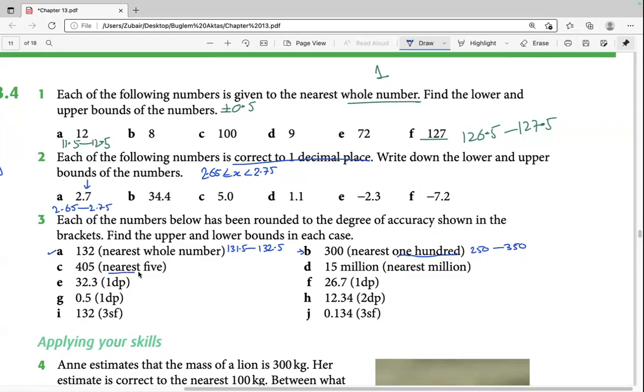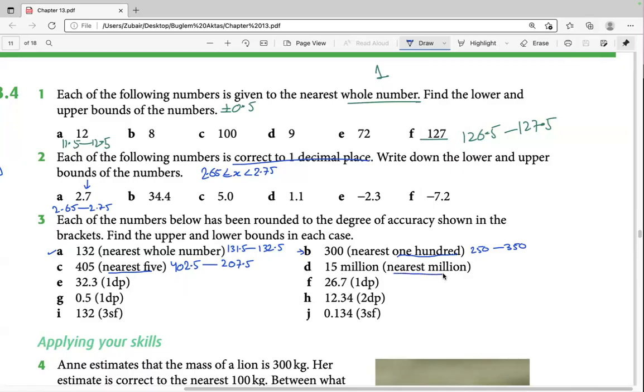I actually skipped it. C part, 105, nearest 5. So it would be 2.5. We add and subtract 2.5. So 402.5 to 407.5. And we can always double check by subtracting both, to see if we are getting 5 between them.